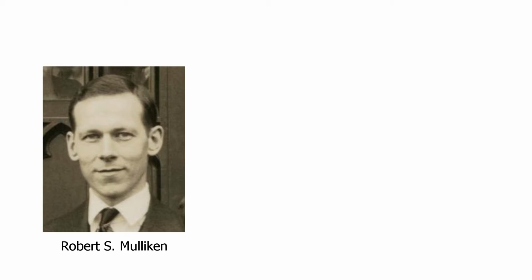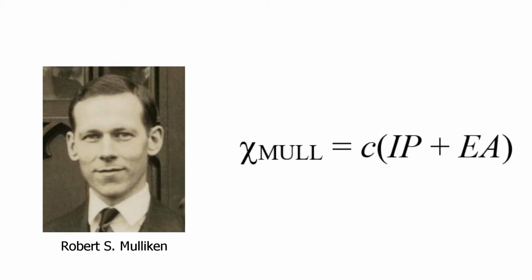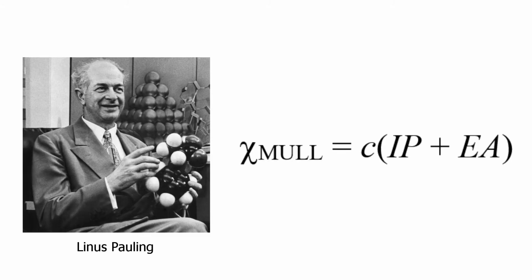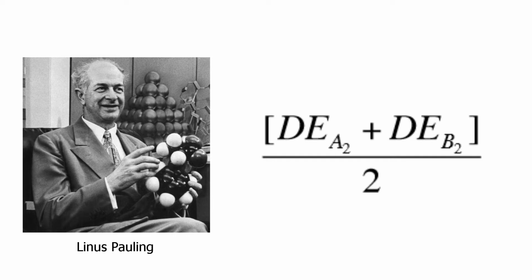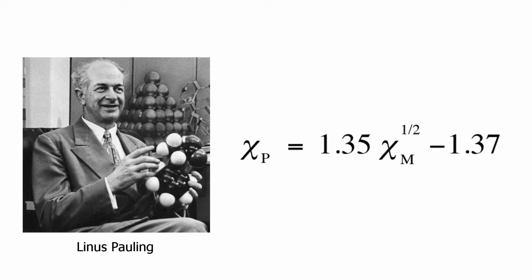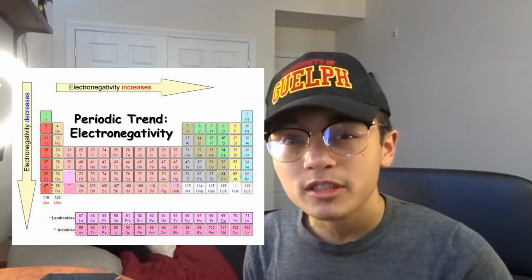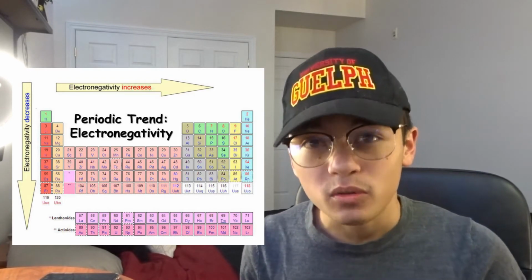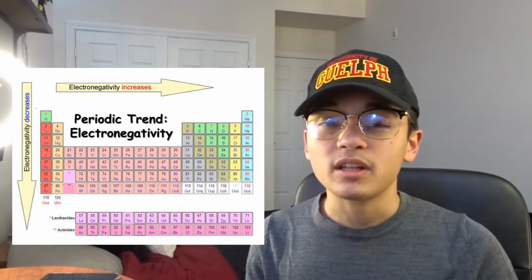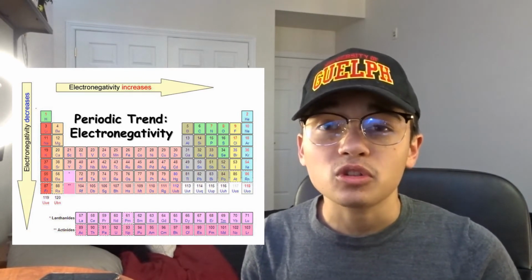There are various ways to calculate electronegativity. Robert Mulliken proposed that electronegativity can be defined as the sum of ionization potential and electron affinity times a proportionality constant. Linus Pauling took Mulliken's theory and included the idea of bond dissociation energy and was able to convert Mulliken's electronegativity by using this formula. The general trend is that as you move across the periodic table, the electronegativity will increase, and as you move down, it will decrease as the valence electrons are further away from the positive nucleus.